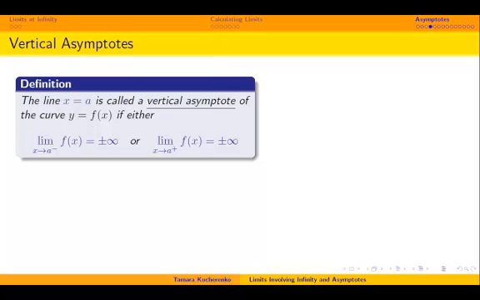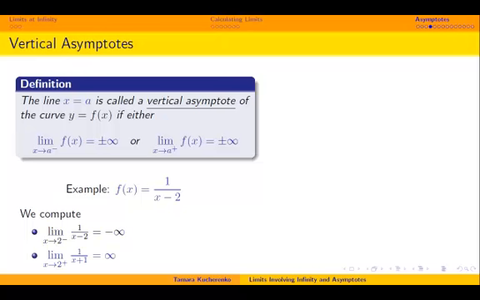As an example, consider the function f of x equals 1 over x minus 2. Let's compute one-sided limits of f at 2. When x approaches 2 from the left, x is smaller than 2, and thus the denominator x minus 2 tends to 0, staying negative. The left-hand limit is negative infinity.